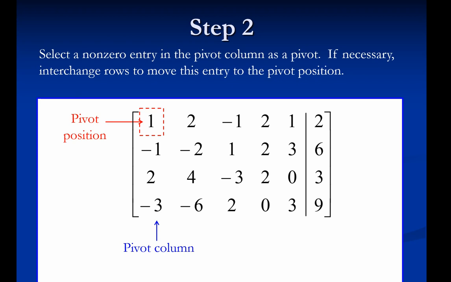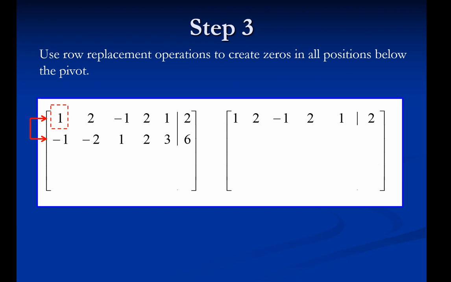And sometimes we are going to have to interchange rows. Again, we wouldn't want the -3 to be the pivot. So if the fourth row and the first row were swapped, we would want to do a row swap to get the 1 back in that pivot position. And we'll learn more about the strategy of this as we go. Okay, so now we're going to use row replacement operations to create zeros in all positions below the pivot.